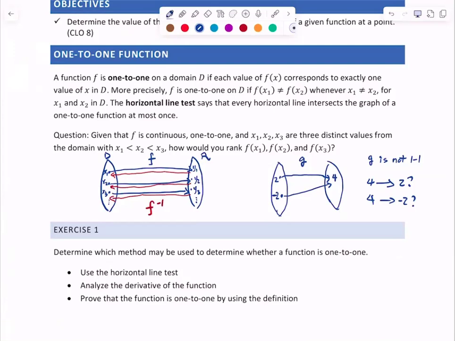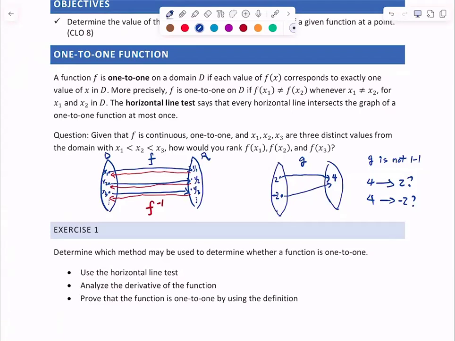Okay, so that means f of x2 has to be either bigger than f of x1 or smaller than f of x1. You do have a choice at this point. Bigger or smaller. Okay, let's first assume it's bigger. So we have f of x2 is bigger than f of x1. Where can f of x3 go? Remember, it's continuity.